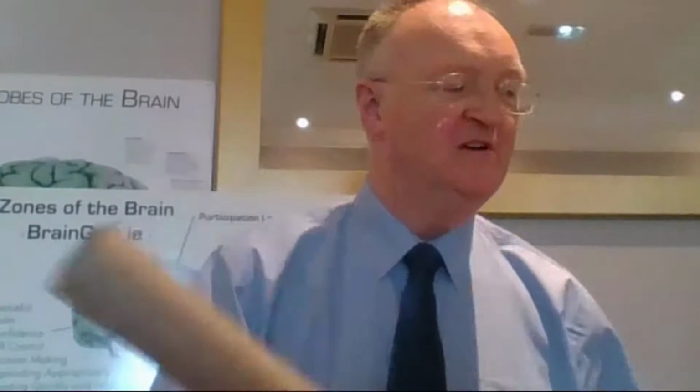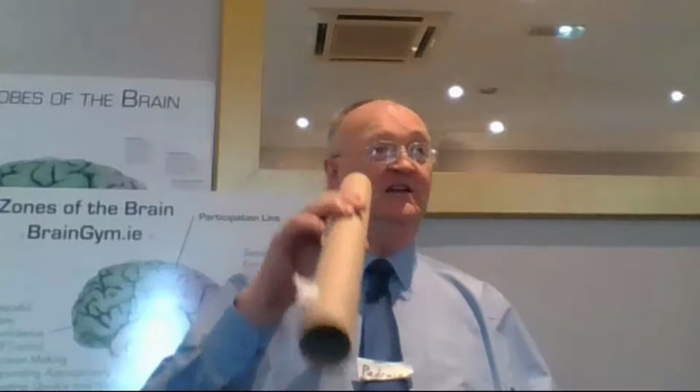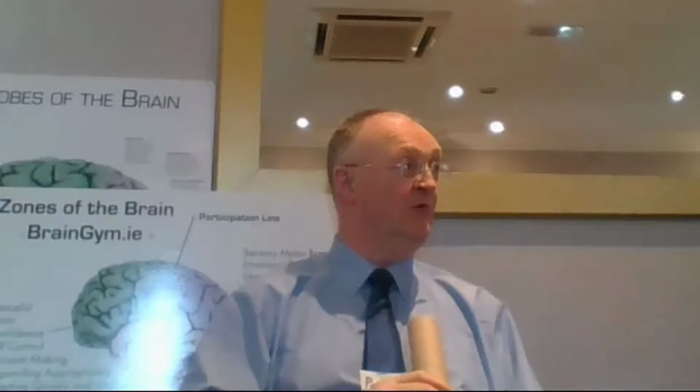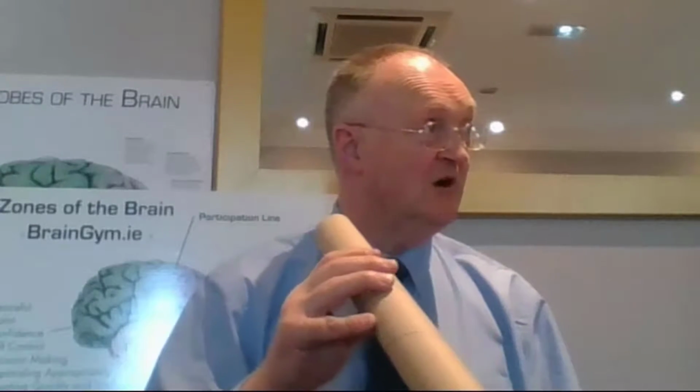So, when we're dealing with vision, what we want to establish is which of your eyes is actually doing the seeing. One of your eyes is going to be a dominant eye. One of your eyes is going to be the one that you look out through.